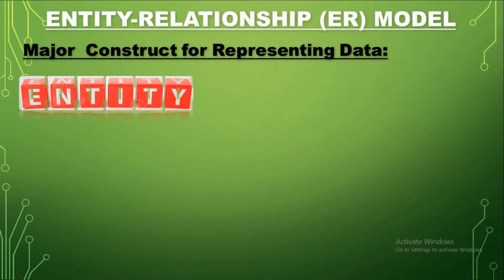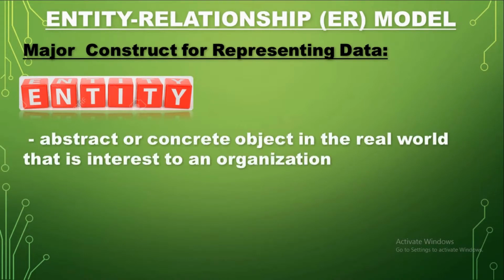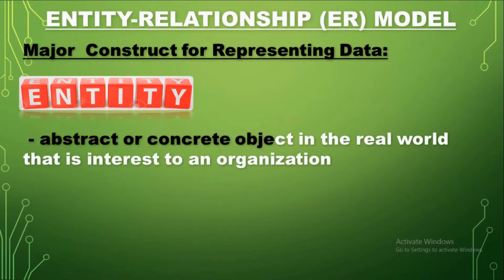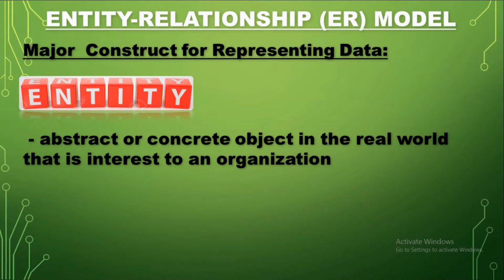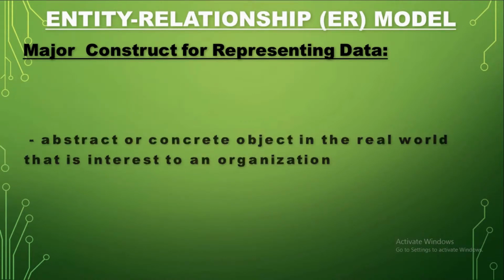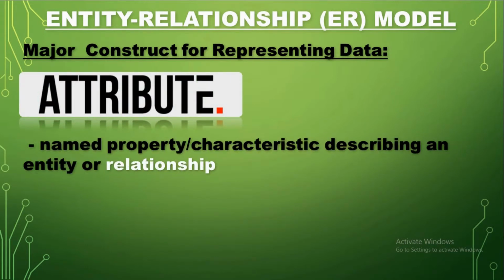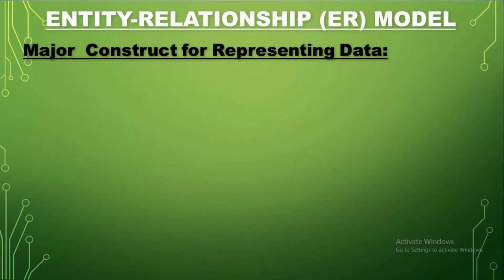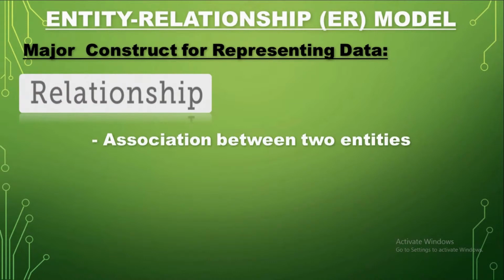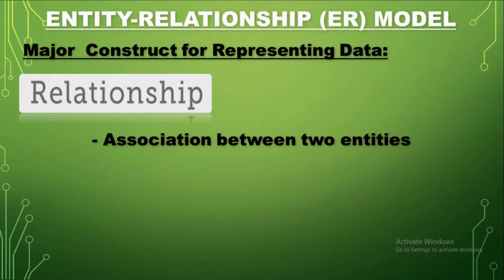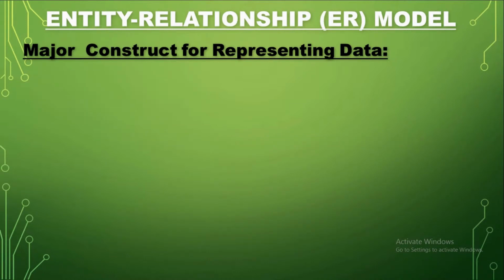First, we have entity. It refers to an abstract or concrete object in the real world that is of interest to an organization. Second, attribute. It is a name, property, or characteristic describing an entity or relationship. And lastly, relationship. It is the association between two entities.